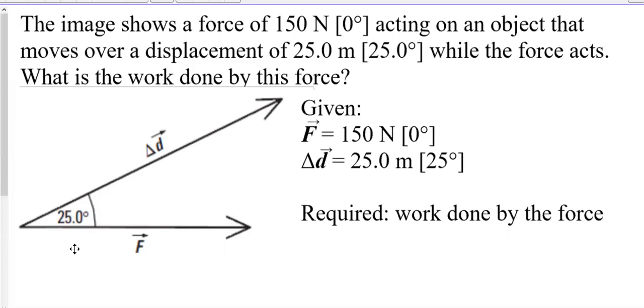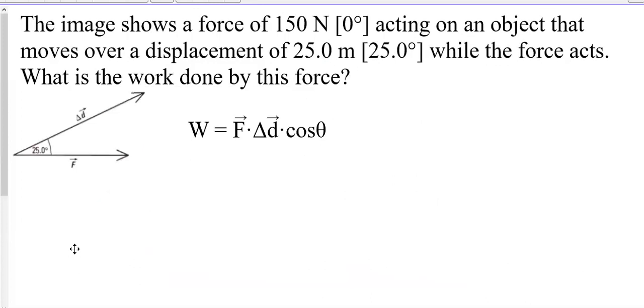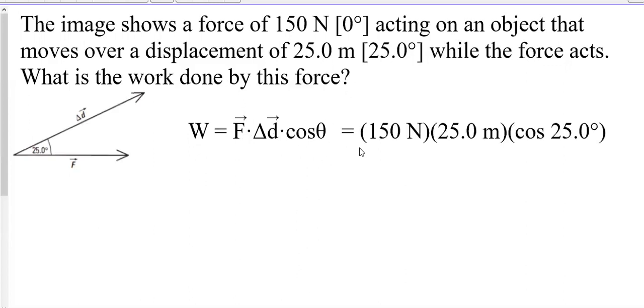So you would just state the two things you know: your force vector, your displacement vector. It would just be a matter of multiplying the two together and then accounting for the 25-degree angle difference. So plug in those terms, 150 newtons multiplied by 25 meters multiplied by cos of an angle of 25 degrees. Make sure your calculator's in degrees, not radians. This entire course you will not be dealing with radians, so always make sure you're in degrees.